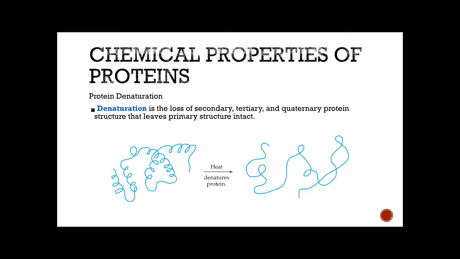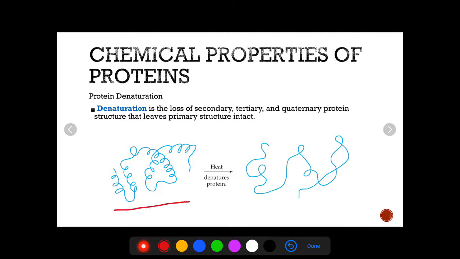You can see here in the picture, here is our tertiary structure, and then it's denatured, and now we have our primary structure. The primary structure is not affected, it stays intact, but the secondary, tertiary, and quaternary structure will be disrupted.